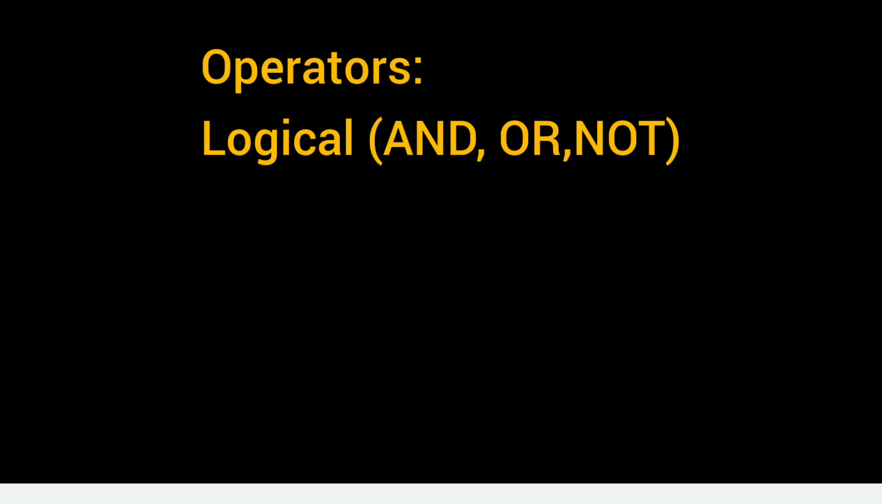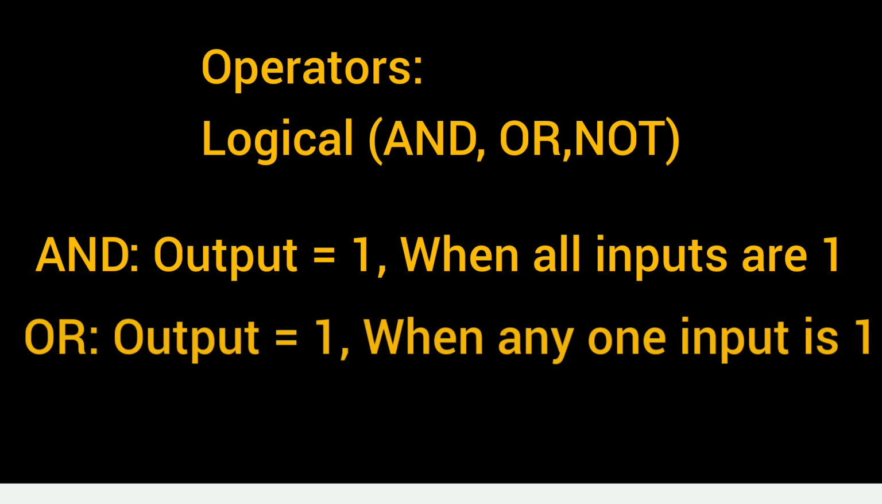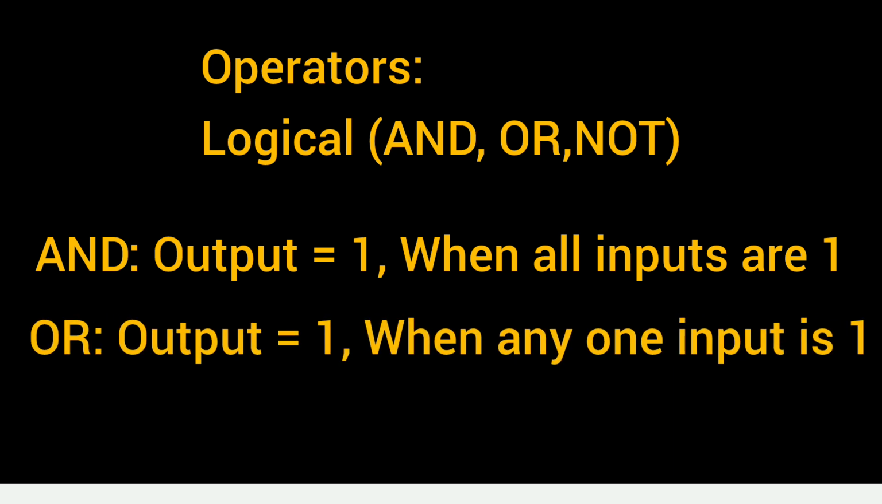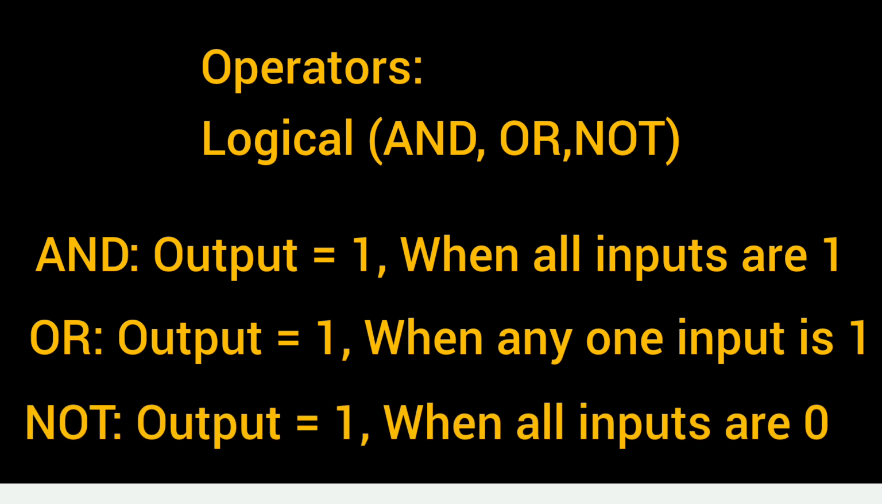And now it's time to learn about the logical operators. We have 3 logical operators, and the first one is AND. The output of the AND operator is 1 when all inputs are 1. We have the second operator, OR. The output of OR is equal to 1 when any one input is 1. And the NOT operator's output is 1 when all inputs are 0. Now let's see how we can use them in C coding.